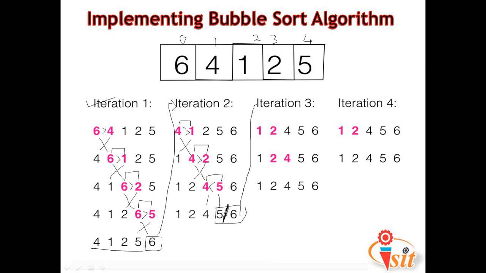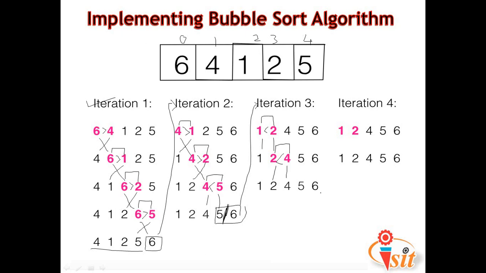Afterwards it goes to the next iteration. In the next iteration, the first element is 1, the second element is 2. Both are compared with each other. Here the first element is less than the second element. In that case there is no need to do the swap. Again the 2 is going to be compared with the 4. The first element 2 is less than the second element 4. So again there is no need to do the swap.